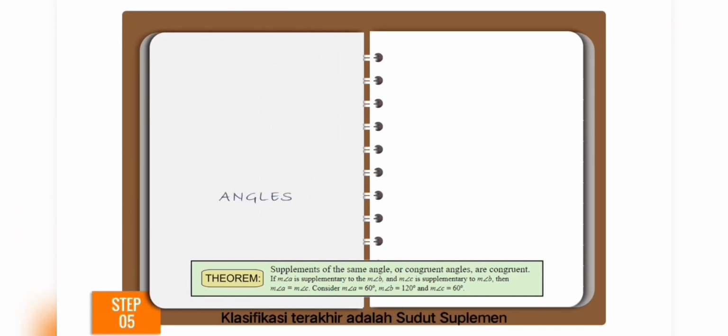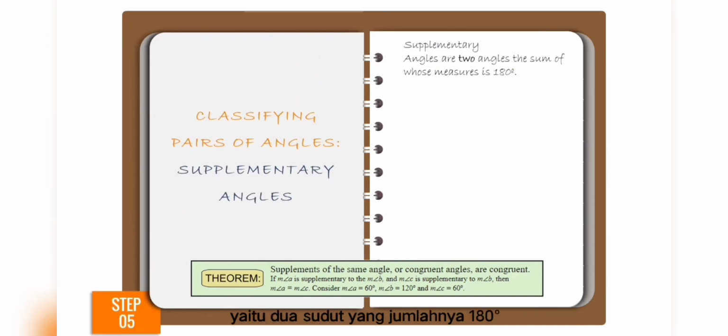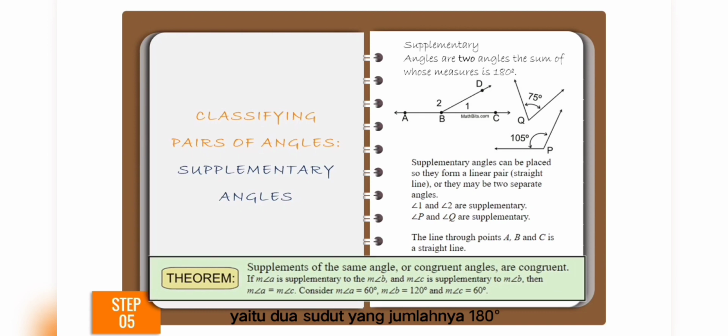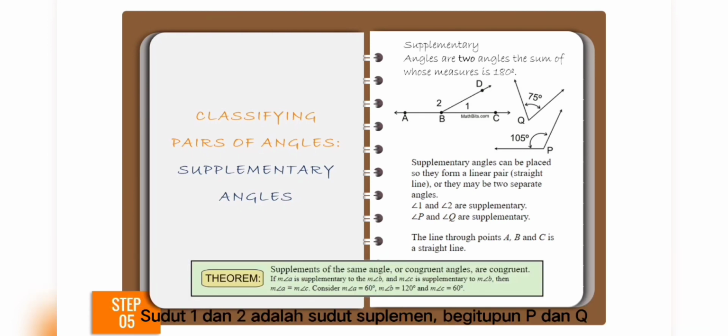Last but not least, supplementary angles are two angles the sum of whose measures is 180 degrees. Supplementary angles can be placed so they form a linear pair or straight line, or they may be two separate angles. Angles 1 and 2 are supplementary. Angles P and Q are supplementary. The line through points A, B, and C is a straight line. From these supplementary angles, there is one theorem. That is, supplements of the same angle or congruent angles are congruent.